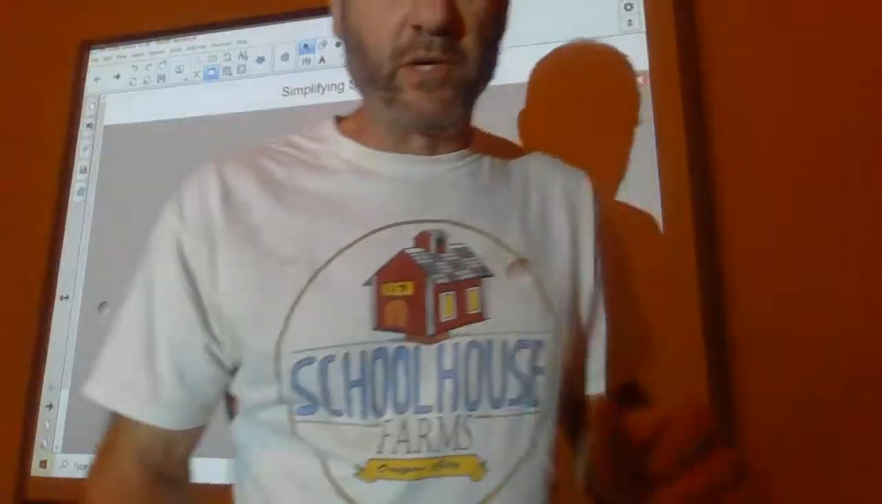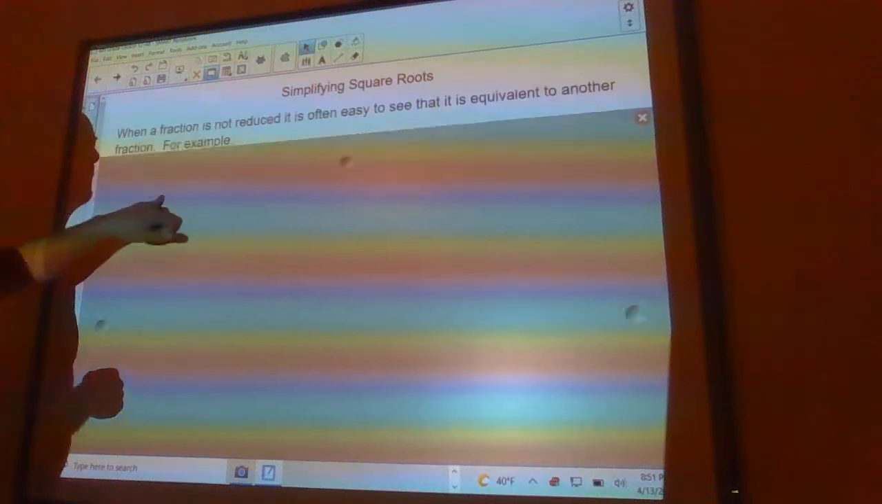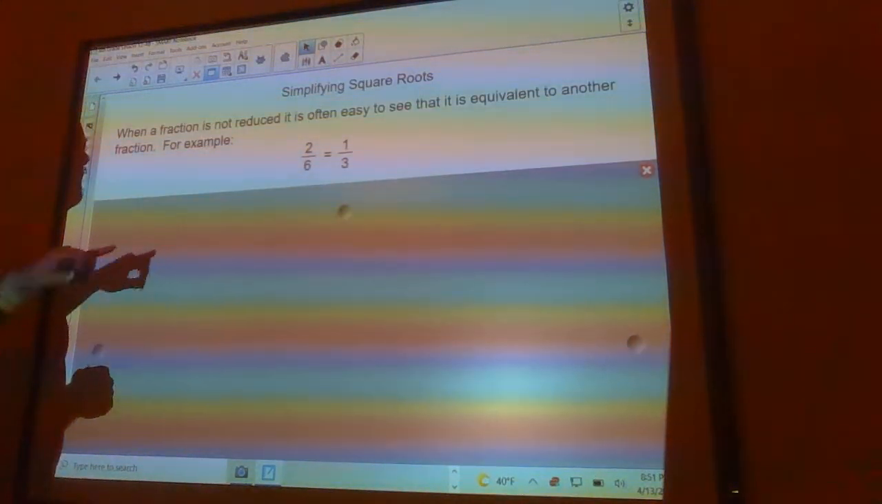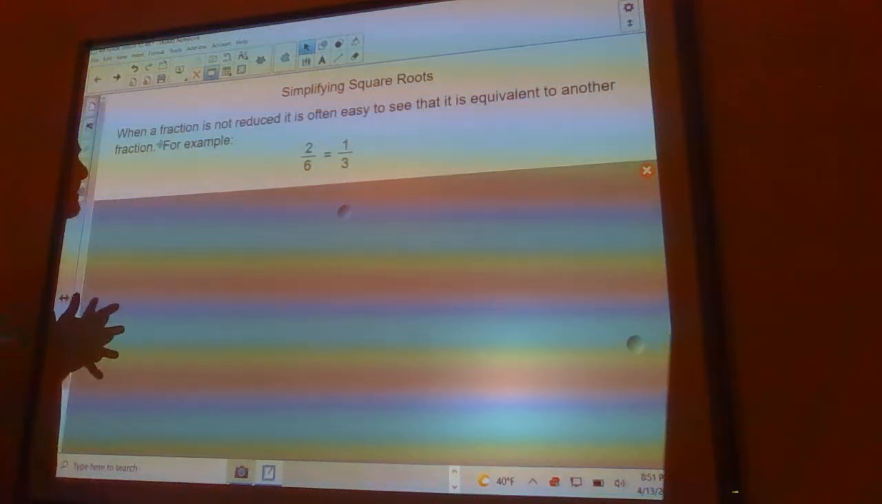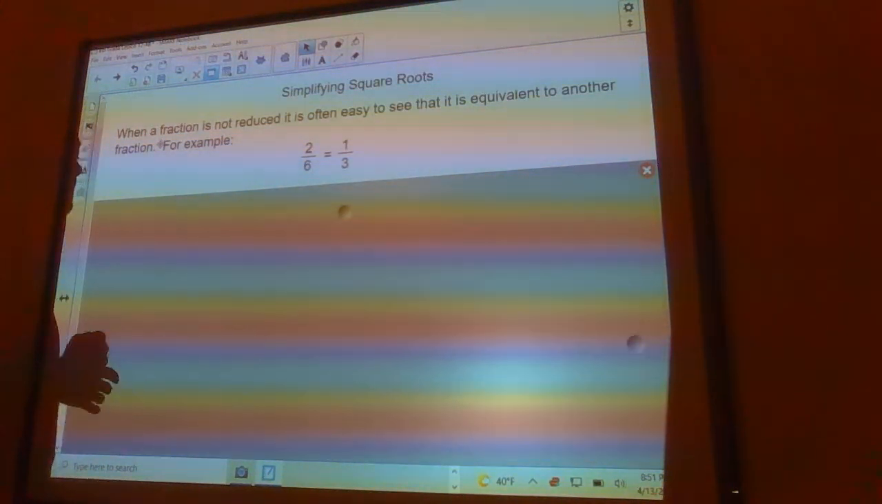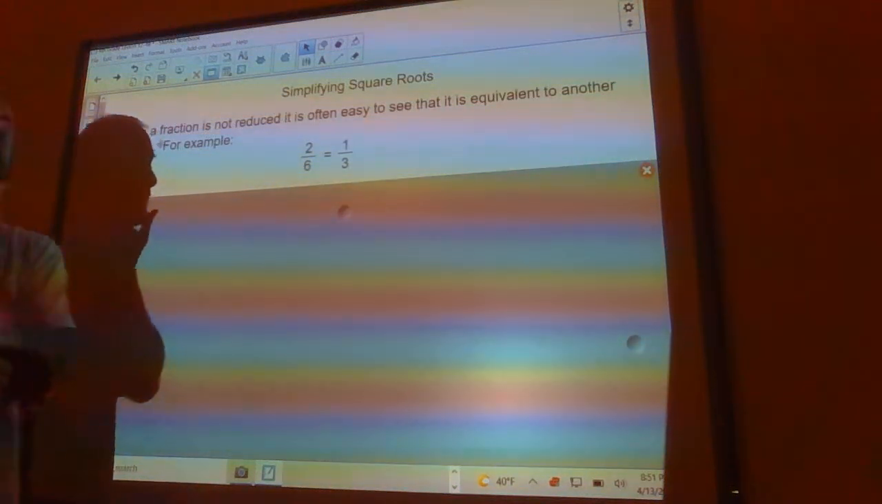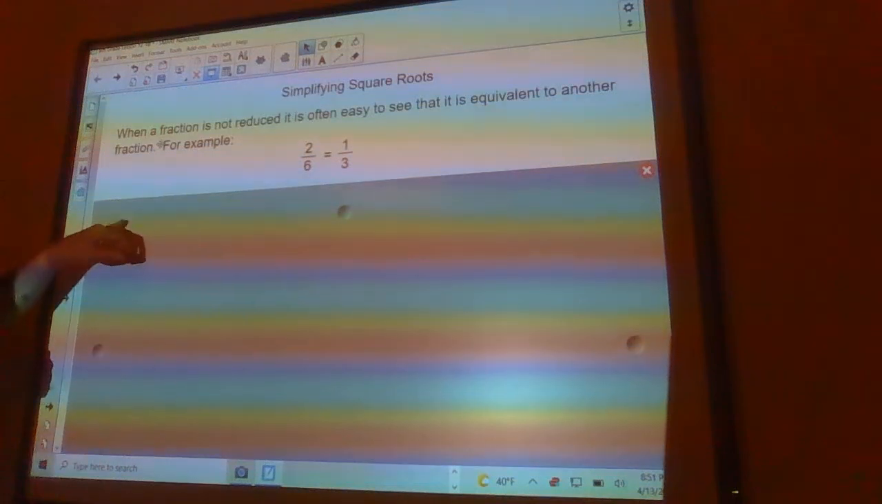Hello everybody, today we're going to talk about simplifying square roots. We're going to talk about fractions first though, because when a fraction's not reduced, it's really easy usually to see if it's equivalent to another fraction. For example, 2/6 and 1/3, super easy to tell that those are the same thing.